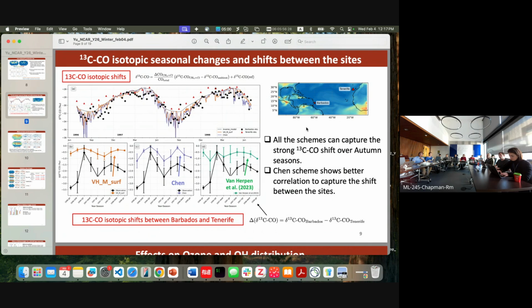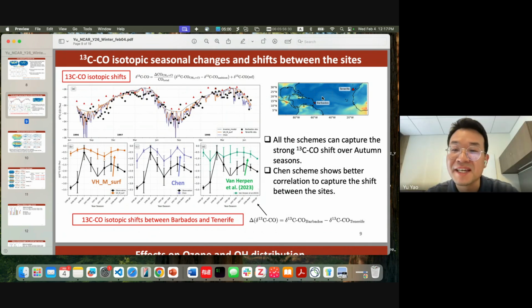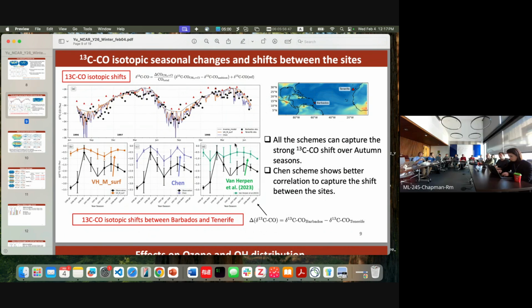Okay. Yeah, there are also more observations over these sites. I think from Thomas's group, they now have more recent data of the isotopic signatures, which we can use our model to compare. But this data is based on 20 years ago, so we need to better represent this process. Thank you. Thank you very much.